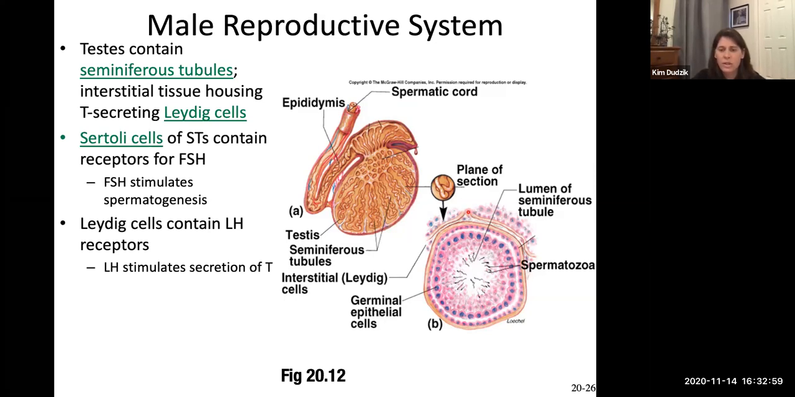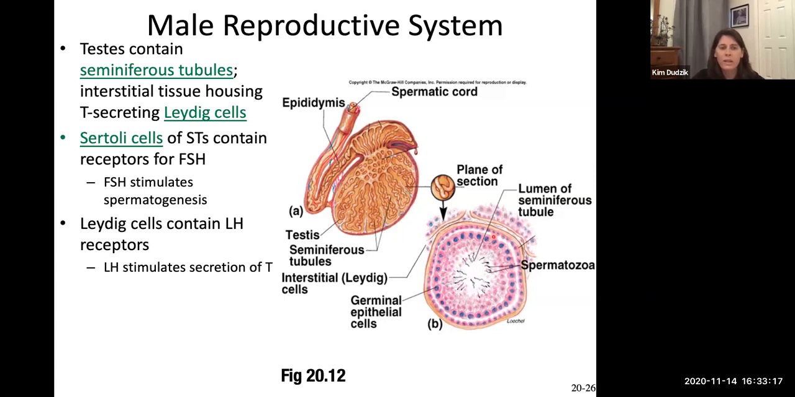So in between these tubes are the interstitial cells, or what are called the Leydig cells. So these are the cells that produce testosterone. And we'll see a little bit later that the testosterone is what stimulates the spermatogenesis, or the creation of the sperm.